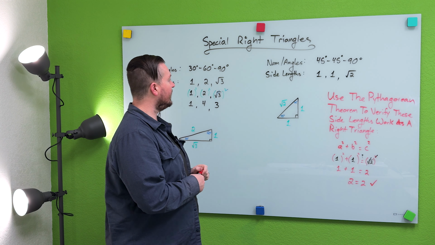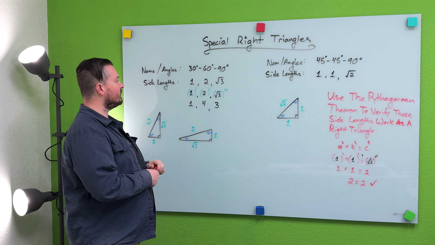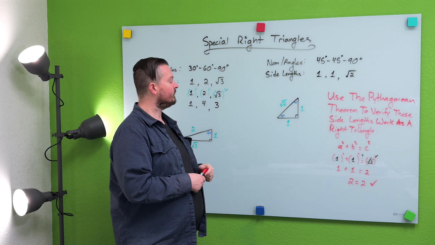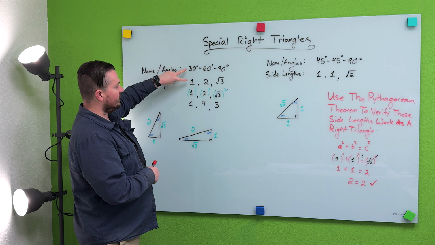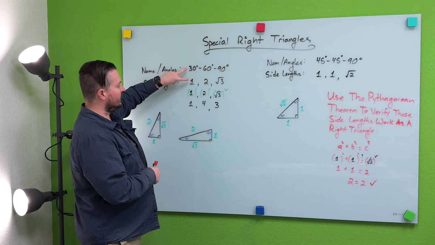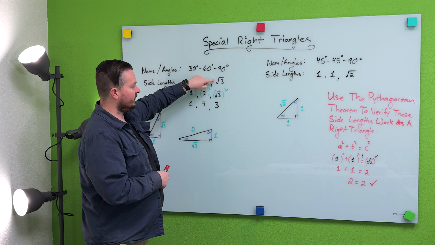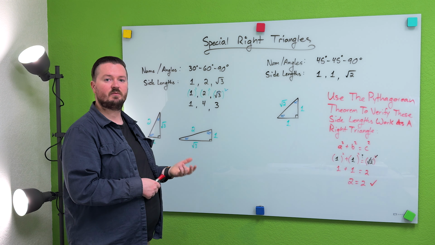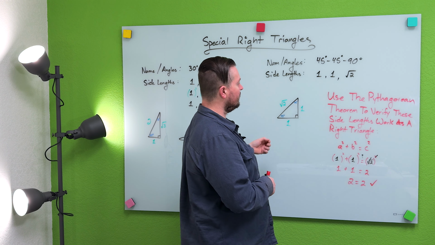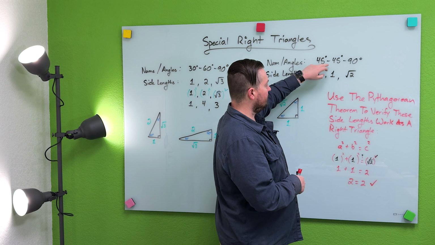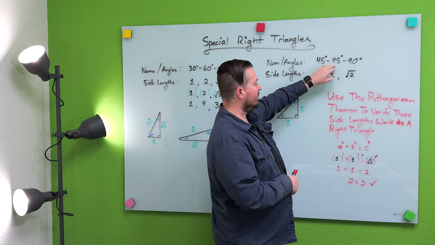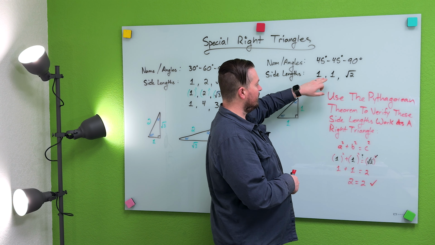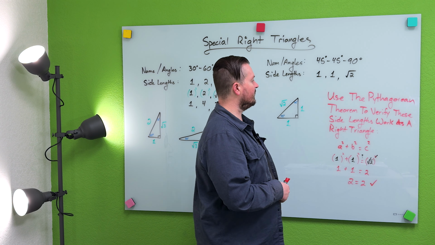But once again, we have only two special right triangles, the 30, 60, 90, and the 45, 45, 90. For the 30, 60, 90, the side lengths grow very nicely. So we have 1, 2, square root of 3, and the angles, 30, 60, 90, they both grow in a nice progression. For the 45, 45, 90, the angles, 45, 45, 90, two of these are the same, one is bigger. Same for the side lengths, 1, 1, square root of 2. Two of these are the same, one of them is bigger.